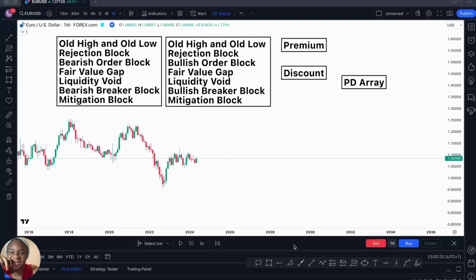So today's topic is understanding PD array and what is PD array. This is the whole beauty of ICT. You need to understand PD array. I tell people do not make this thing complicated. It's very straightforward. It has rules and regulation. If you can master these rules and regulation, it will become very easy for you to trade.